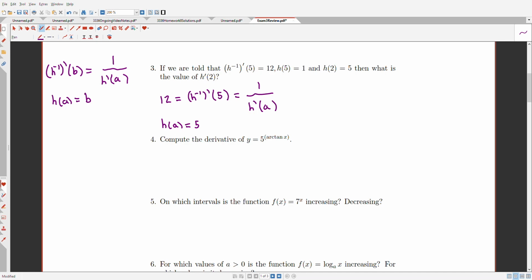So if I go look through the problem, what I find here is h of 2 equals 5. So that was telling me A equals 2. So I can go back to this problem and say, I've just learned that 12 equals 1 over h prime of 2. So if I rearrange this equation, I learn that h prime of 2 is 1 over 12.